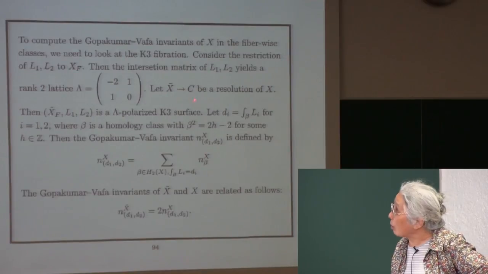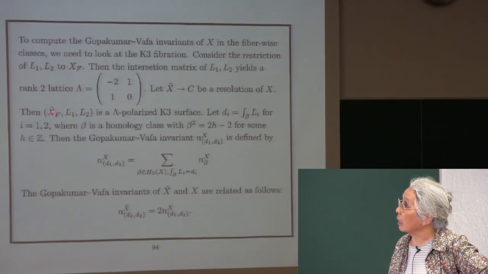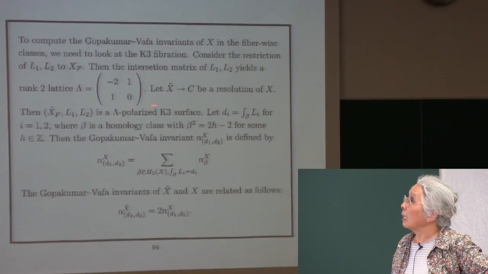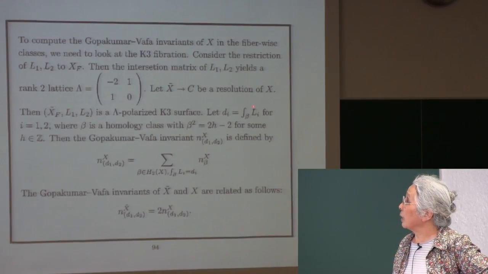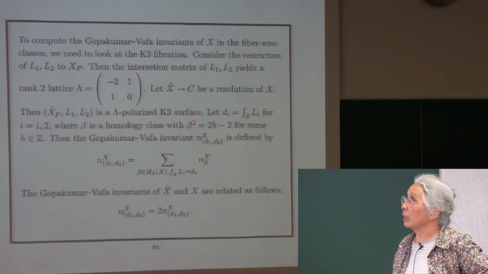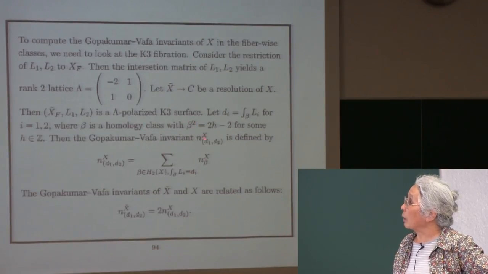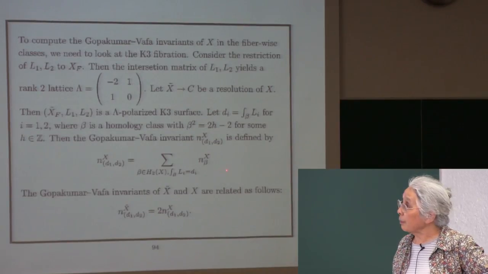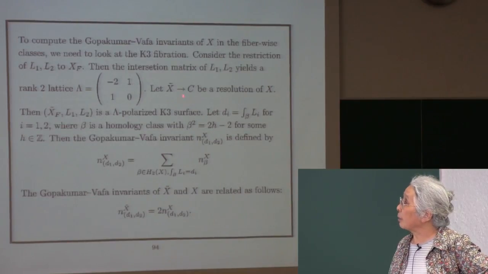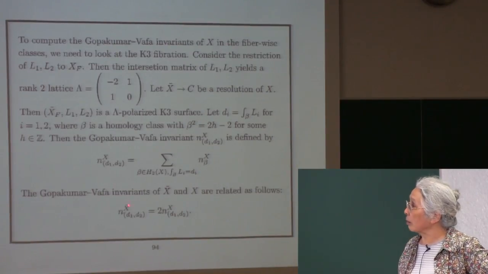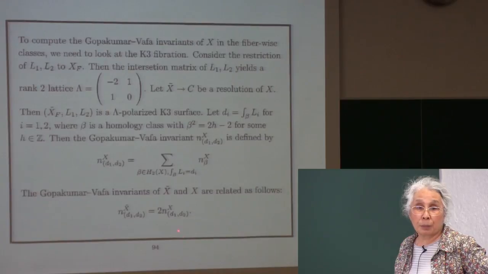And then we resolved the singularity of this guy so that it became a quasi-polarized K3. And then we took d_i to be the pairing, and beta is a homology class satisfying this. And then the Gopakumar-Vafa invariant was defined. This was the definition. And then the relation between the singular ones and the non-singular ones, the resolution, was related by this.